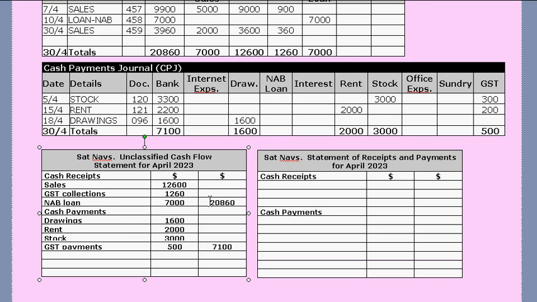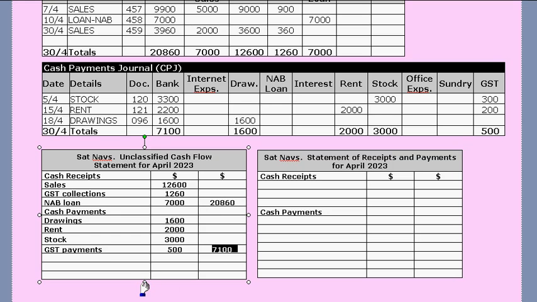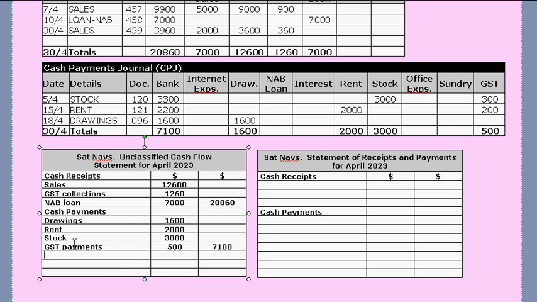Then we've got to find the difference between the cash that came in and the cash that went out. That's 20,860 minus $7,100, and we call that change in cash. So 20,860 minus 7,100 equals 13,760. That's the change in cash.